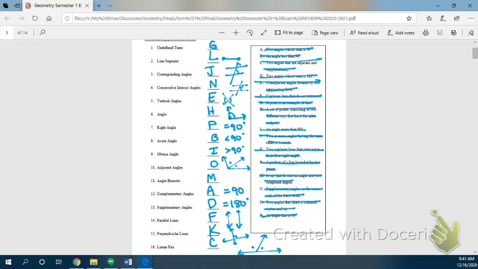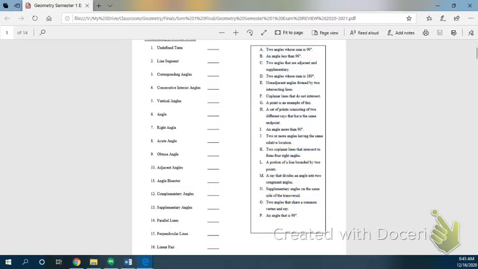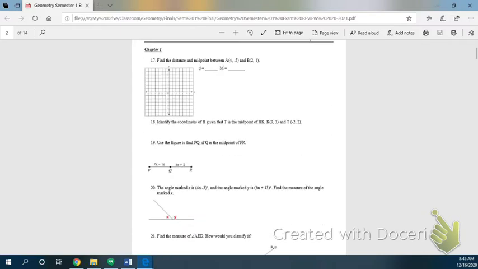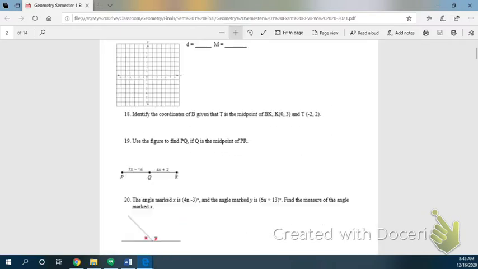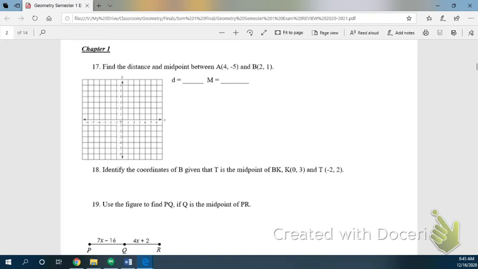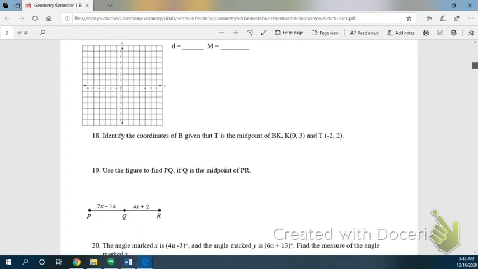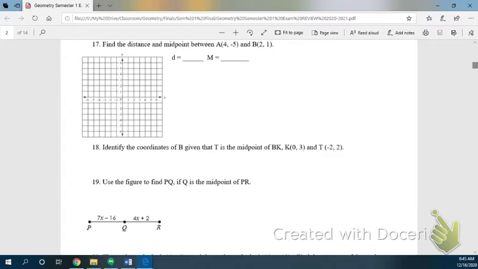Okay. Moving on to the more mathy portion. For chapter 1, it asks us to find the distance. I'm going to zoom in. For regular geometry, to find the distance, we did it using the Pythagorean theorem. So we need to start by plotting these points. 4, -5, and 2, 1. That's your A and B.